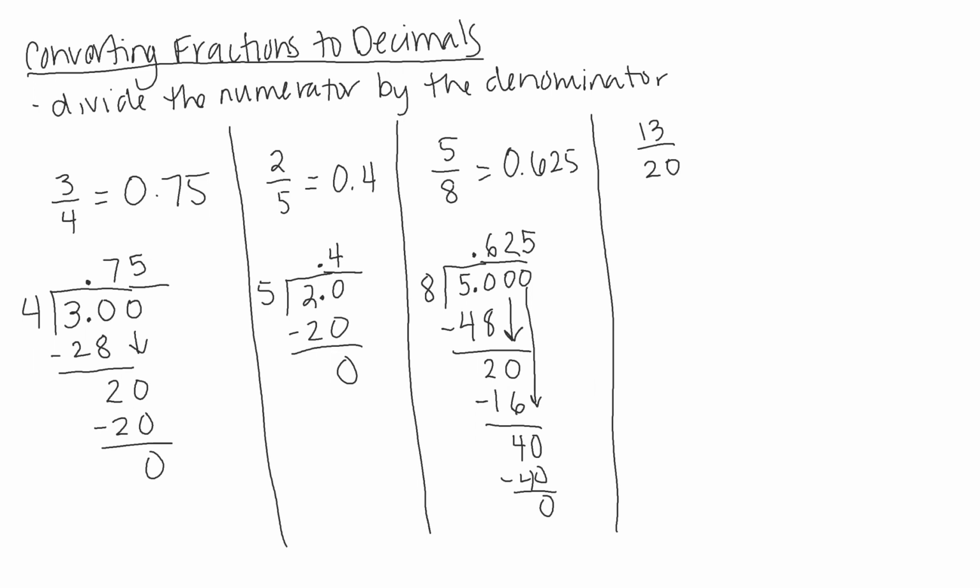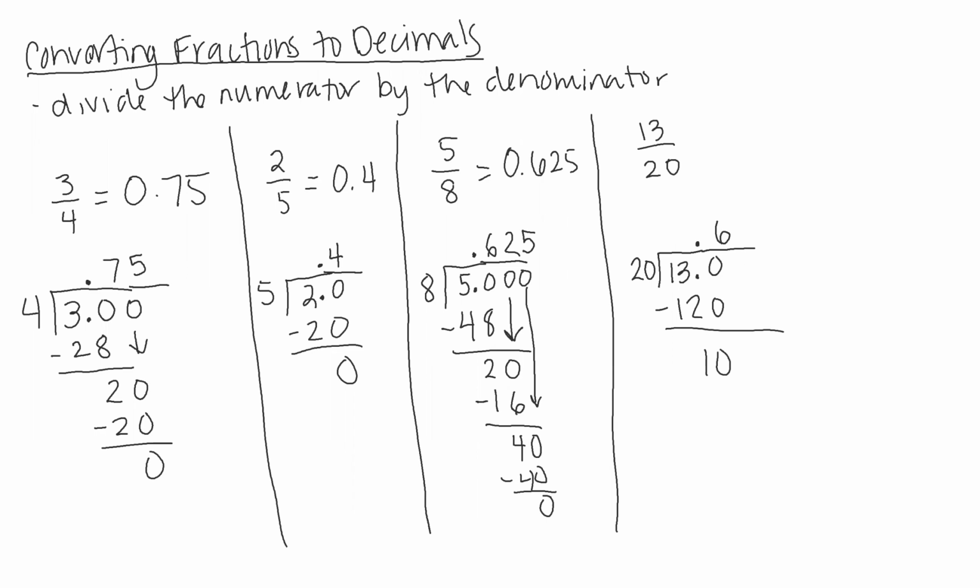Okay, 13/20. 13 divided by 20. Well, 20 will not go into 13, but it'll certainly go into 130. So let's see, 20 goes into 100 5 times. We could get another 20 out of 30. So that means 20 should go into 130 6 times. Well, 6 times 20 is 120. I subtract, I get a 10.